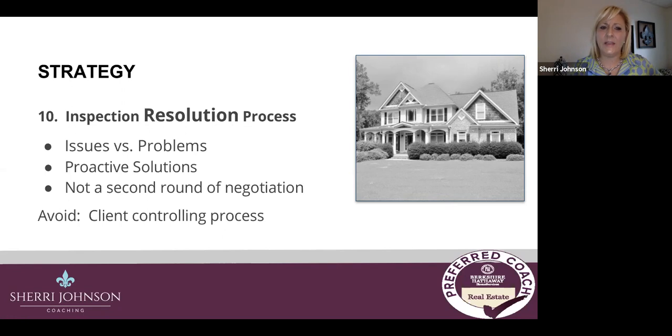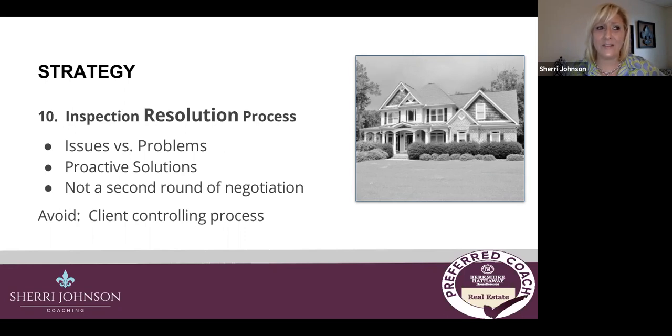And the first one is call the inspection process the home inspection resolution process. I know all of you, again, this is a word I say on purpose, and I say it because it's intentional. Resolution implies what? Resolve. And it implies a positive outcome. And so when you say, the inspection contingency, I know that's the name of the form, okay, but that doesn't mean anything.